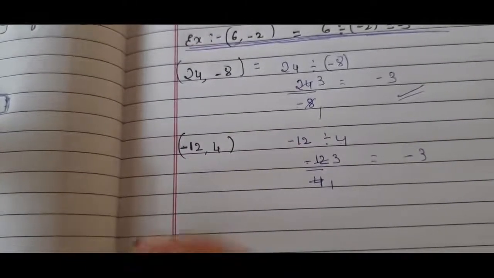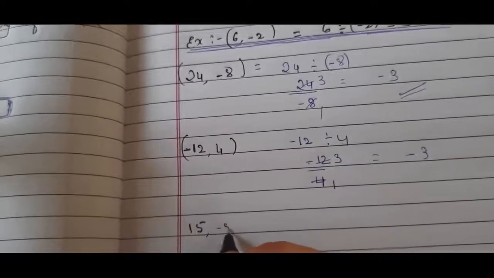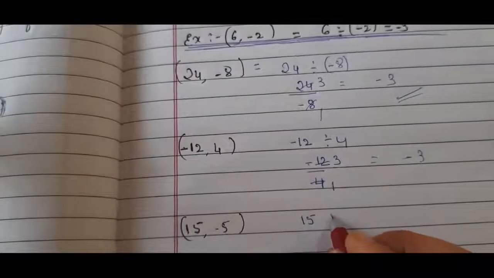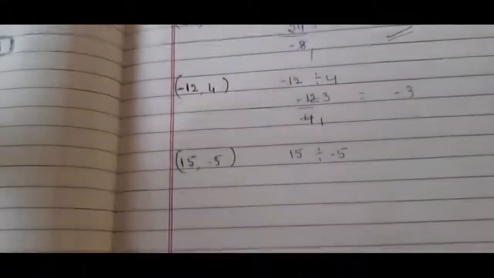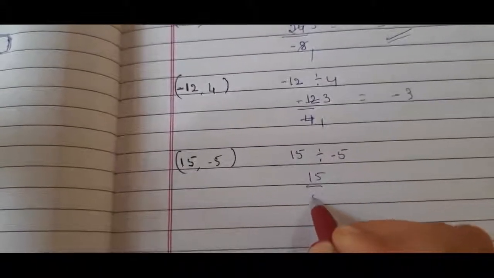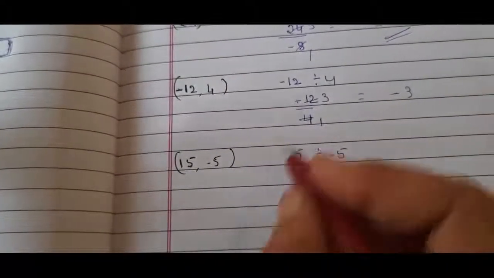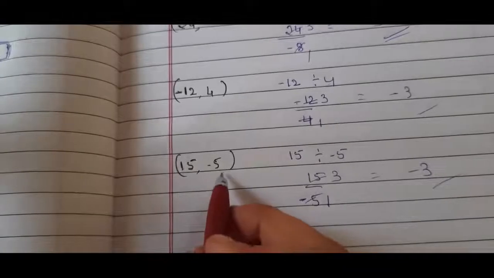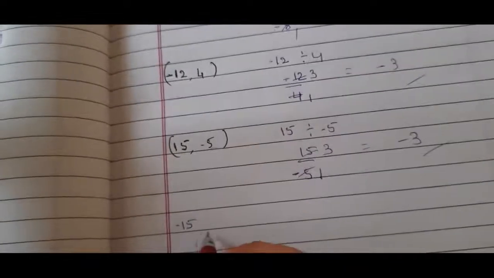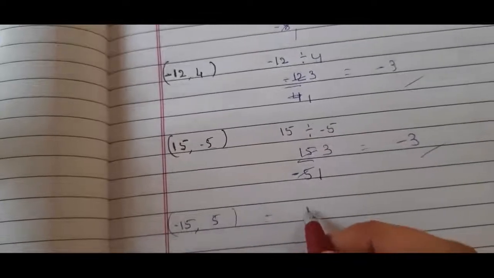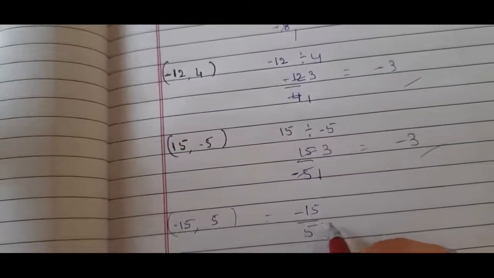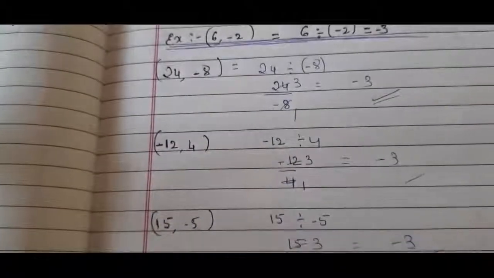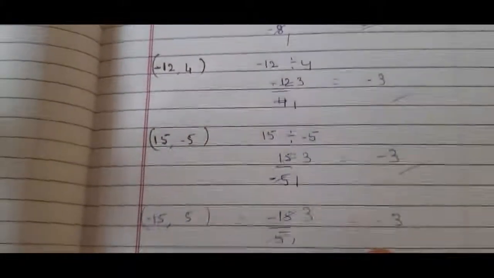Next, I will prefer 15, minus 5. 15 divided by minus 5. 5 ones are 5, 5 threes are 15. With the minus sign, it is minus 3. Again we got minus 3. See, shall I reverse it? Minus 15, comma 5. What is the answer? Minus 15 divided by 5. 5 ones are 5, 5 threes are 15, minus sign, minus 3. See students, these are the 4 pairs of integers for which I get minus 3 as the solution.